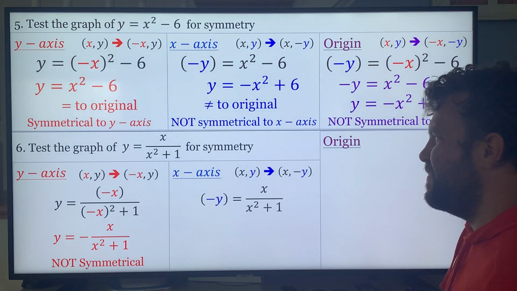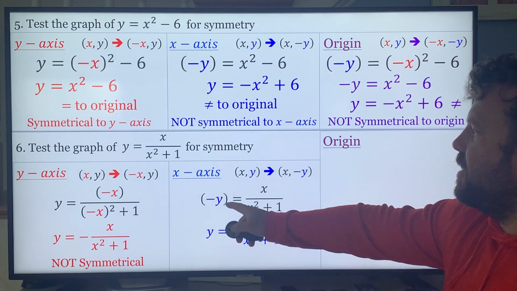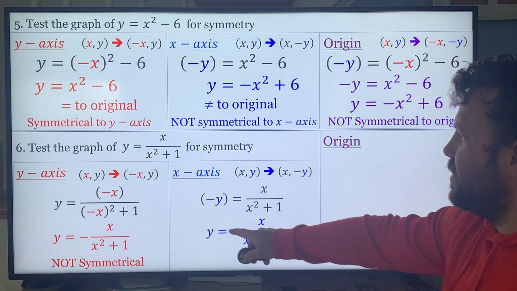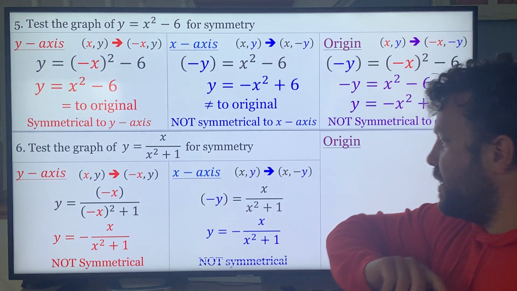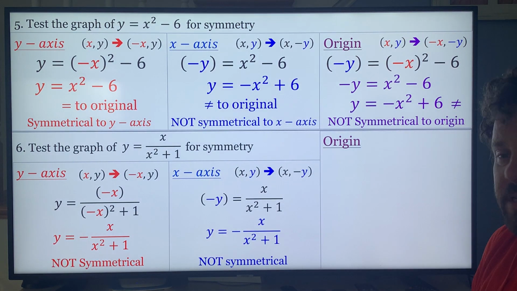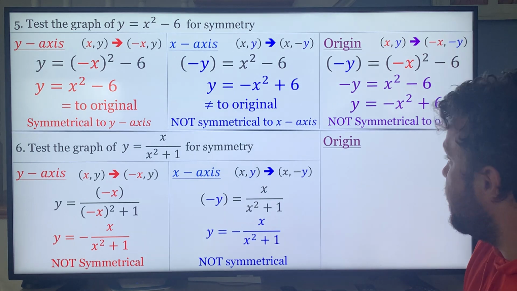X-axis, we change the y. This one's pretty easy right off the bat. You get negative y equals this. So if I move the negative just to the other side, multiply both sides by negative 1. Not symmetrical. So let's see, the origin has to be symmetrical. It doesn't have to be, but it may be.